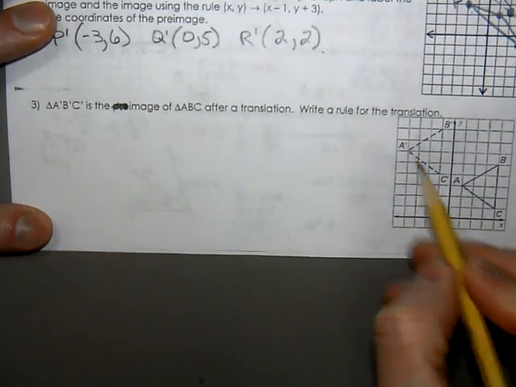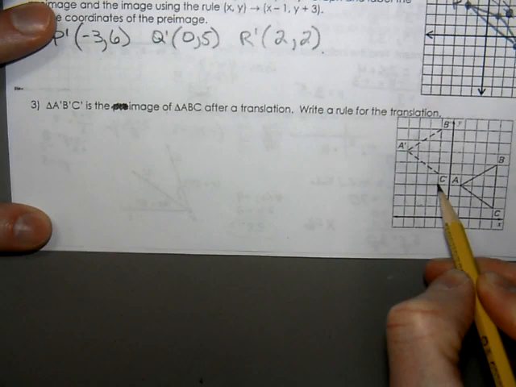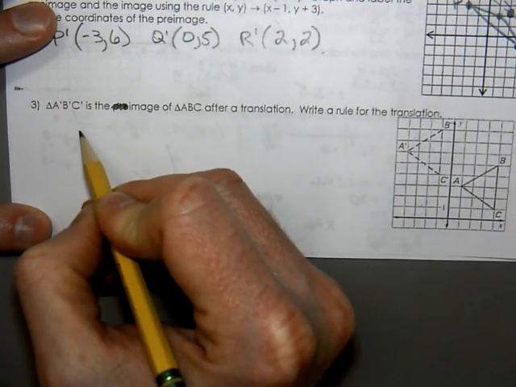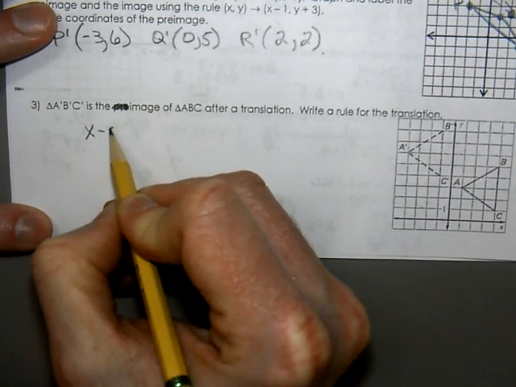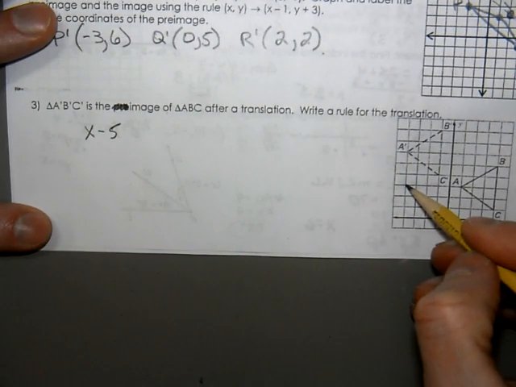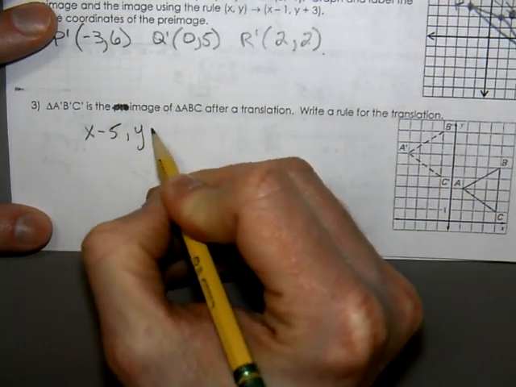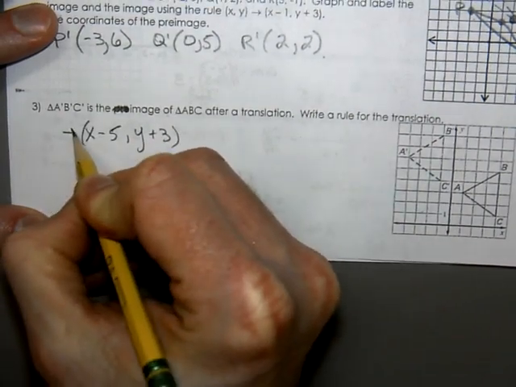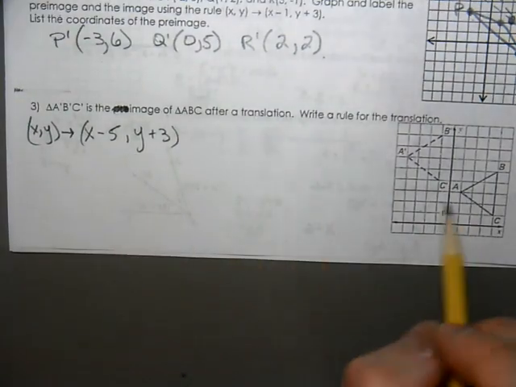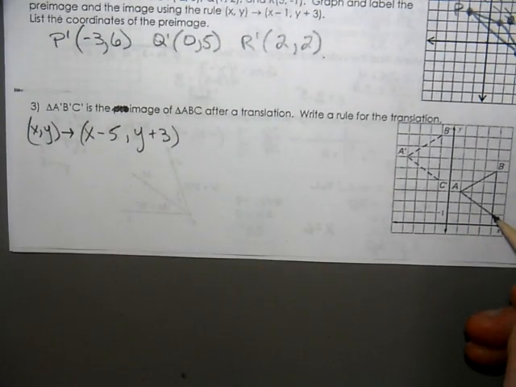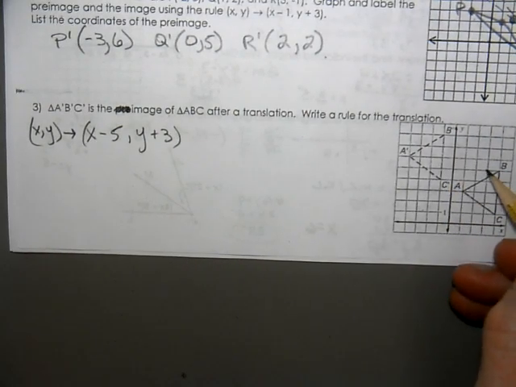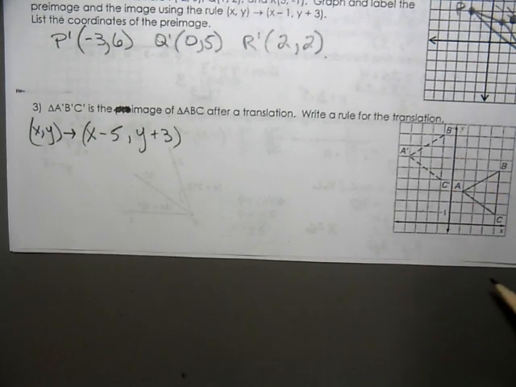So look from A over to B. You had to go to the left 1, 2, 3, 4, 5. We had to go to the left 5. So what we're going to say is our x is going to minus 5. And from that minus 5, we have to go up 1, 2, 3 more. So that would be the rule, and you could test it on all of your points. We went over 5 and up 3.